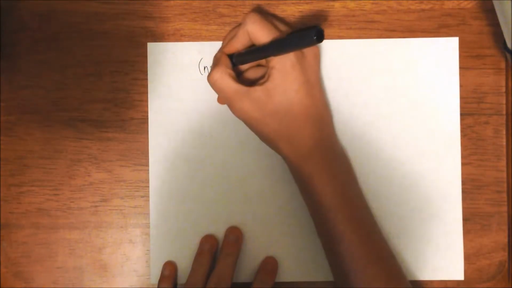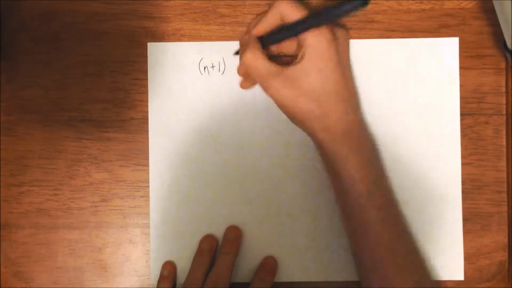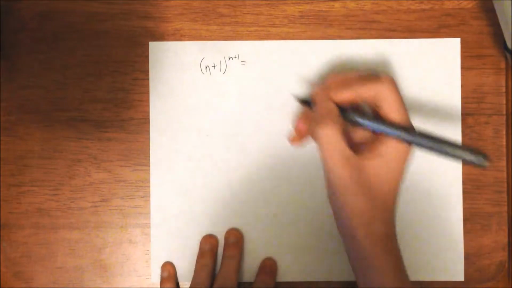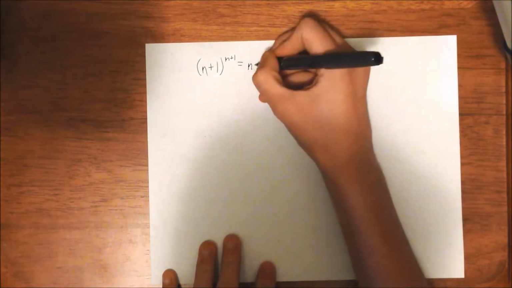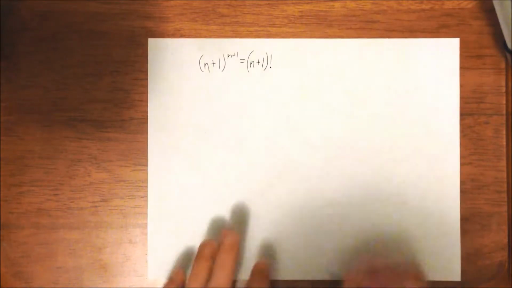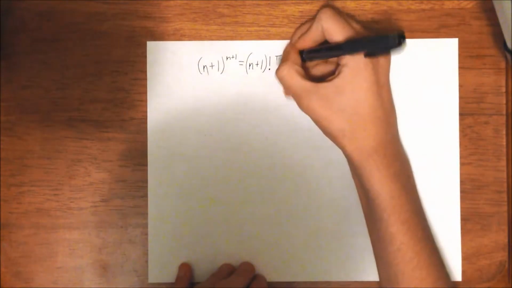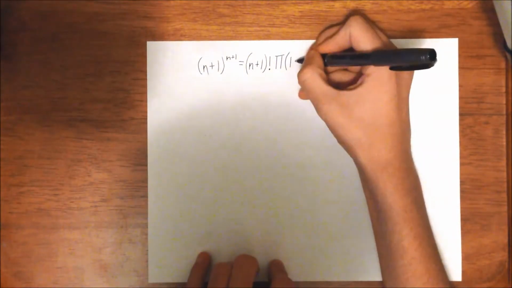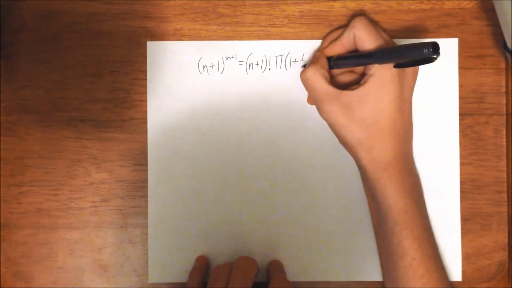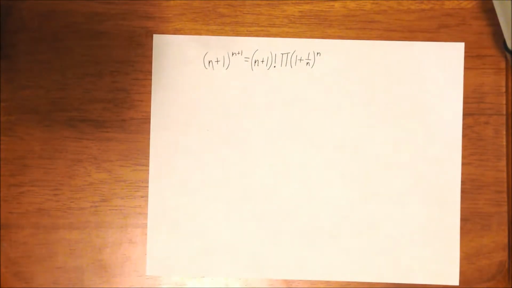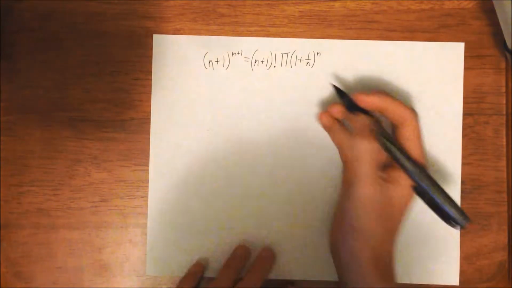So this theorem says that (n+1)^(n+1) is equal to (n+1) factorial times the indefinite capital pi of (1 + 1/n)^n. At first this looks very, very interesting, because it is.